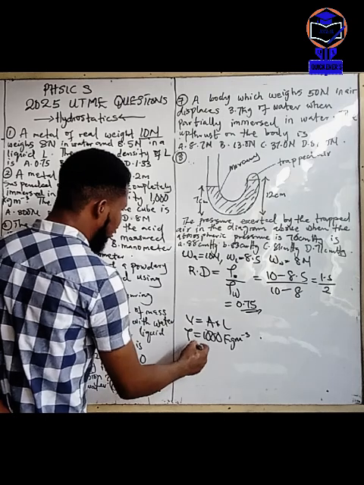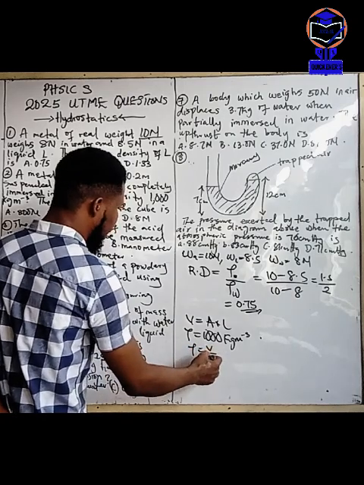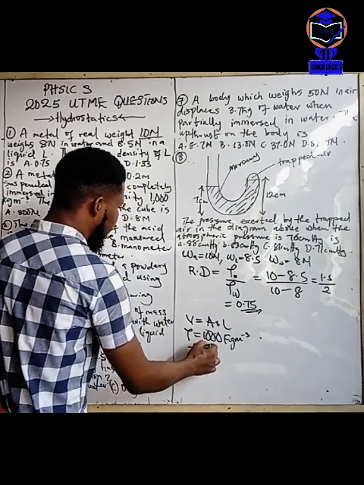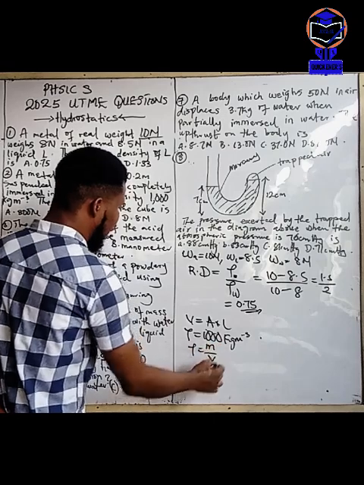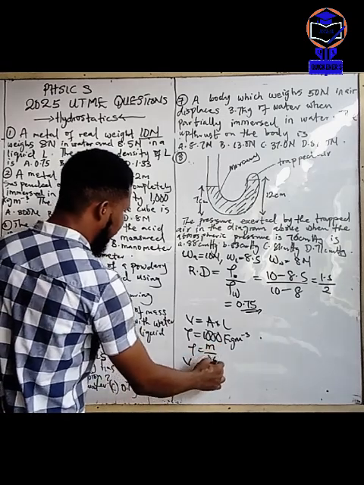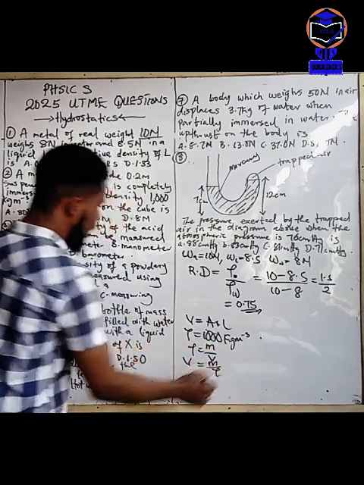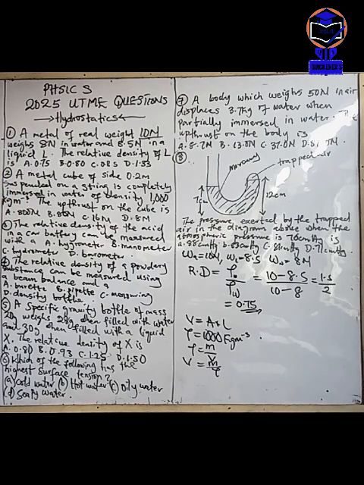Density is equal to mass over volume. So volume is now mass over density. Can you see that? Alright? I will clean up. Remember, what we are looking for is the volume of the water displaced.